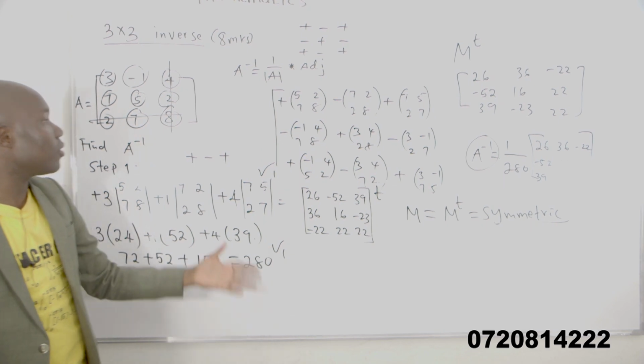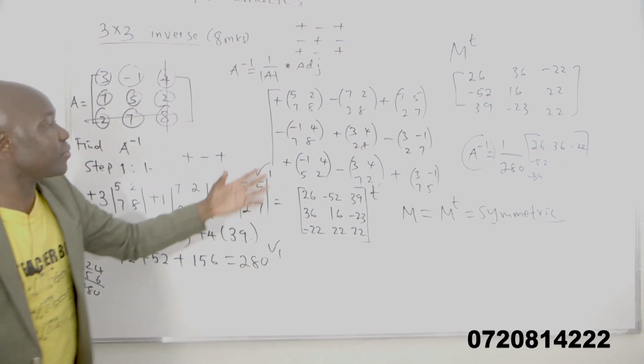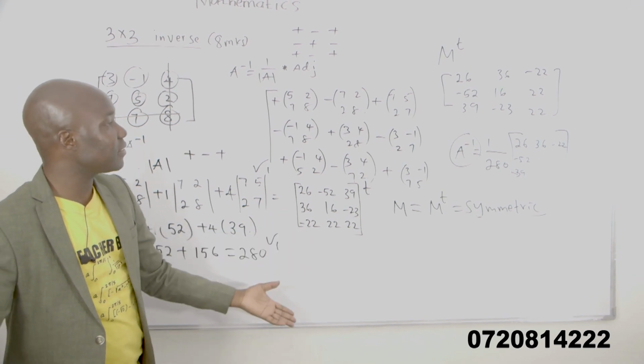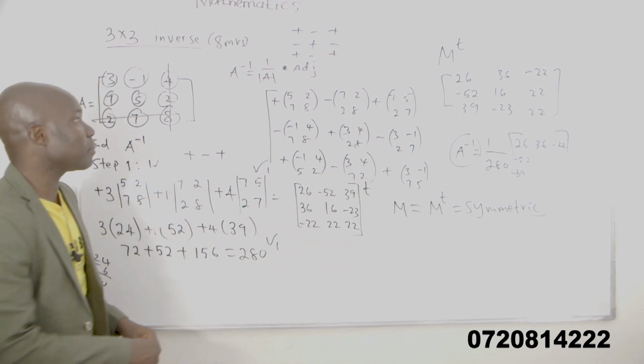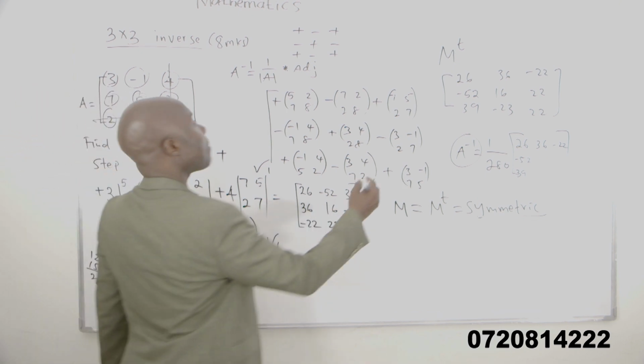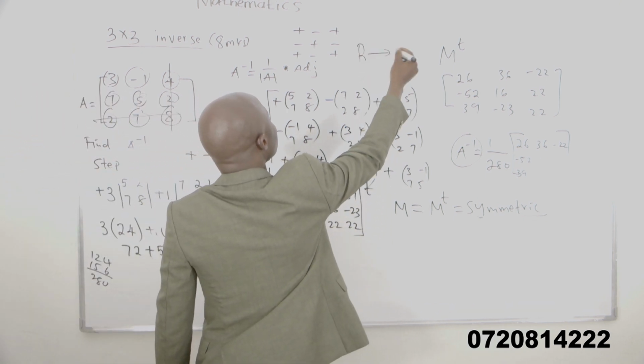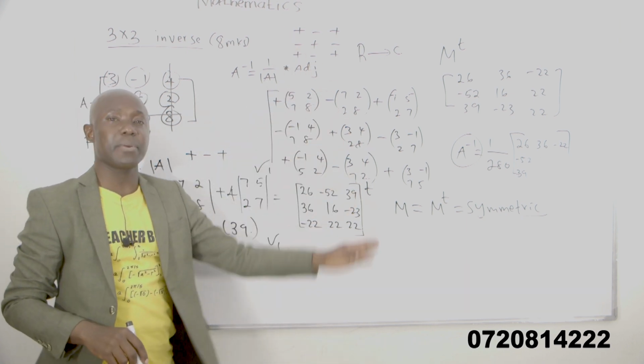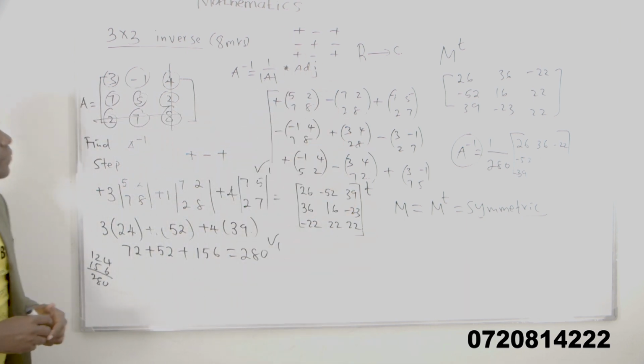How do we find the adjoint of a 3 by 3? We get those cofactor matrices. After getting the matrix of those entries, then we transpose. What is the meaning to transpose? We change rows to columns. Row 1 becomes column 1, row 2 becomes column 2, row 3 becomes column 3.